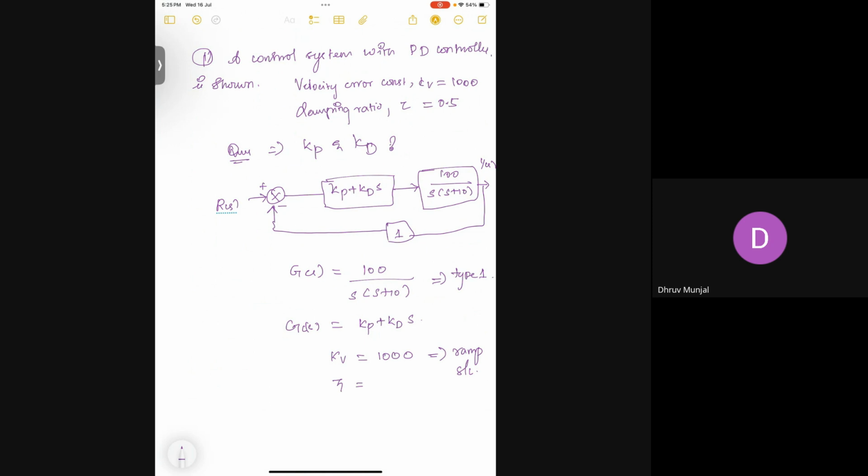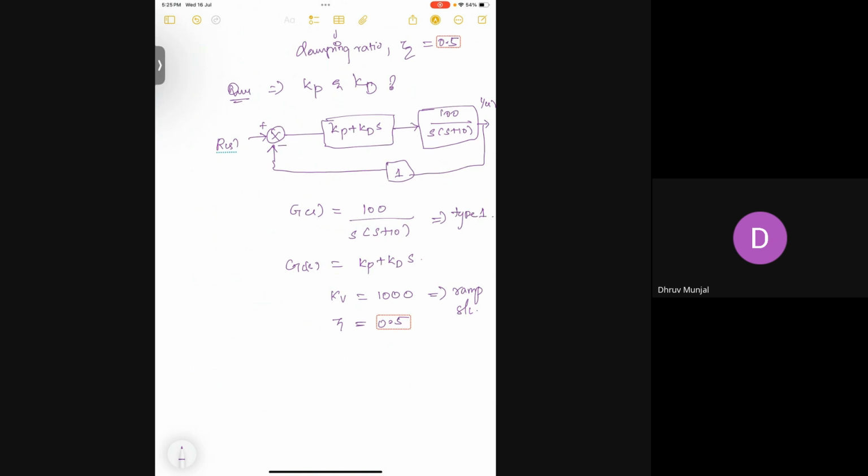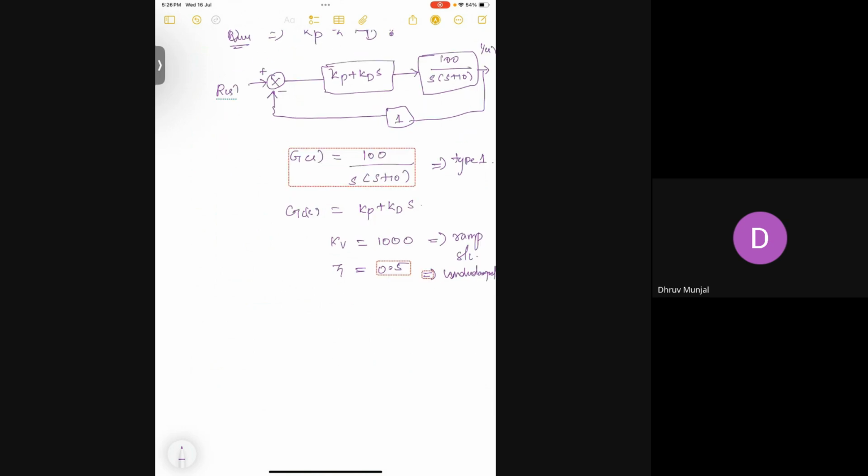And the one additional piece of information they have given is the damping ratio of the system. So for the second order system, they have given the damping ratio, that is 0.5. From this, you can know the system is under damped, right? The zeta value is less than 1, so the system is under damped. The options they have given, I'm not going to read the options, we are going to straightaway solve the problem. So from this, first, how can we connect this Kv to Kp and Kd?